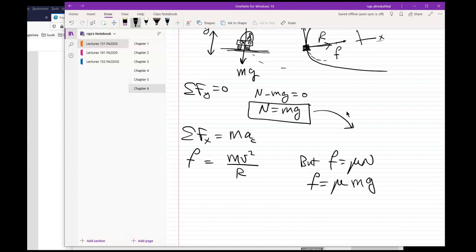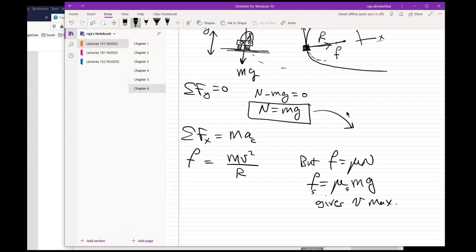Now he said, what is the maximum velocity that you can go without sliding? Well, remember mu s is always greater than mu k, the kinetic friction. So the maximum velocity is when the mu value is the static friction, mu sub s. So that will give me V max, the maximum velocity. Got that?